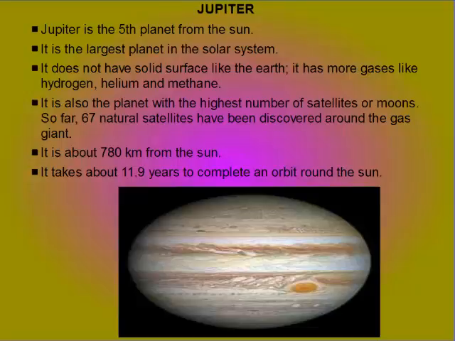Its distance from the sun is about 780 million kilometers, and it takes about 11.9 years to complete an orbit around the sun. So whilst it would take somebody 365 days to be a year old, if you were to live on Jupiter, it would take you 11 years 9 months to be a year old. Incredible, isn't it?